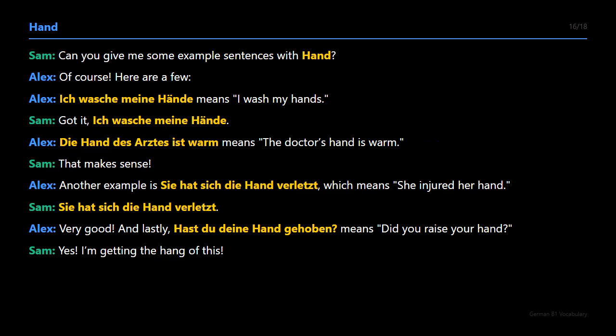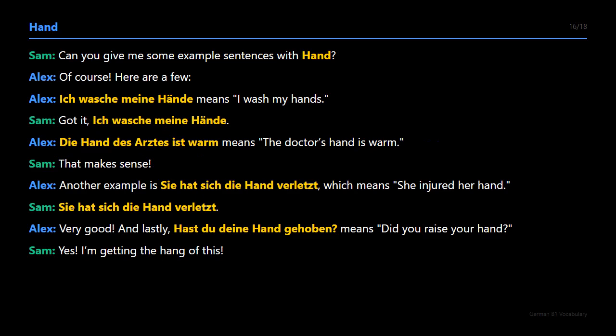Can you give me some example sentences with Hand? Of course. Here are a few. Ich wasche meine Hände, means I wash my hands. Die Hand des Arztes ist warm, means the doctor's hand is warm.